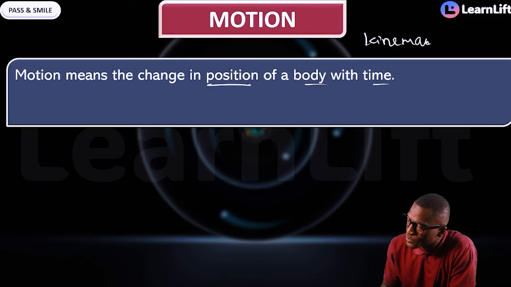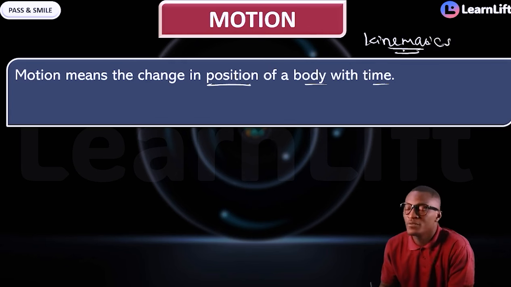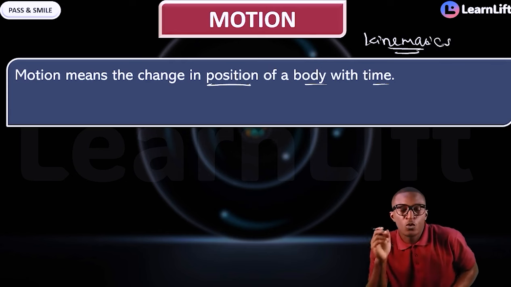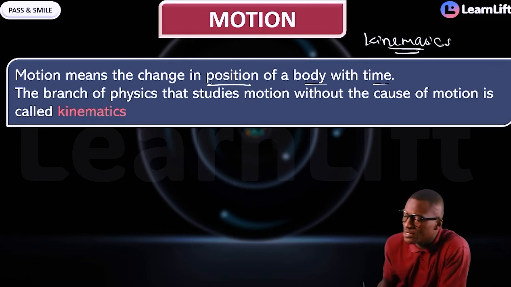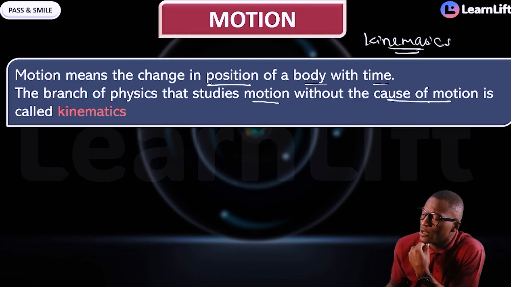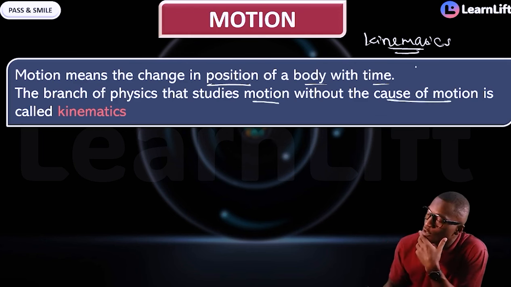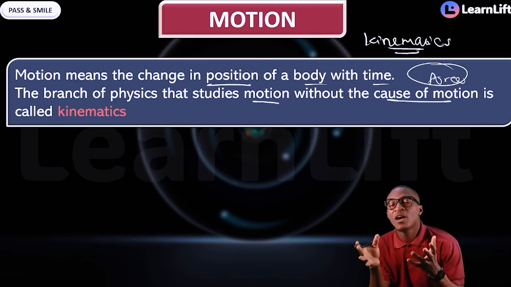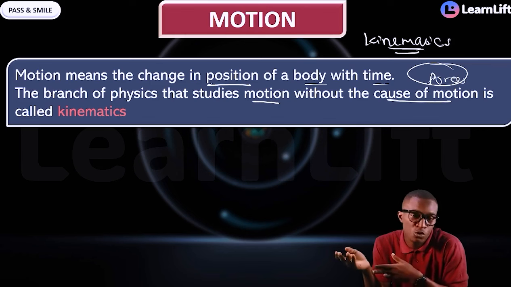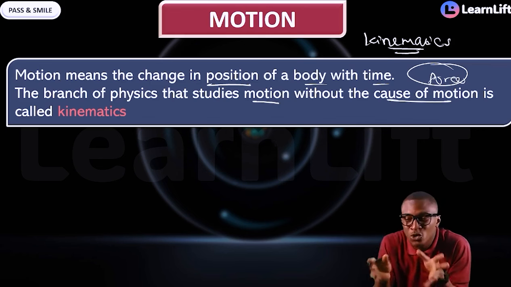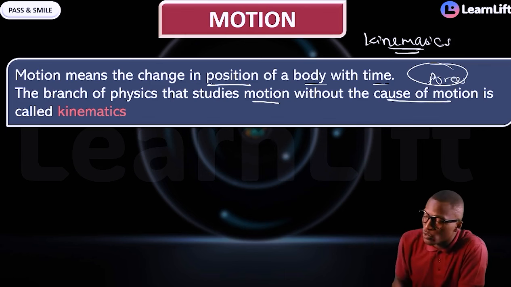Kinematics. So what's kinematics? It's the branch of physics that studies motion. It does not talk about the cause of motion. It's only focused on motion. Kinematics can be defined as a branch of physics that studies motion without talking about the cause of motion. What's the cause of motion? The cause of motion is force. Are you seeing that? Here we are not talking about the cause of motion. We're not studying force. We're just studying motion. So the branch of physics that focuses on just motion is what we call kinematics.